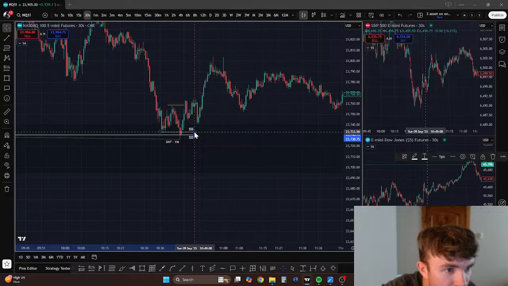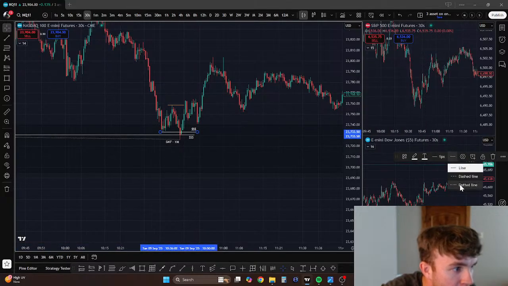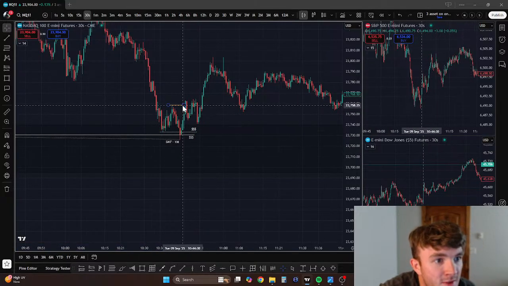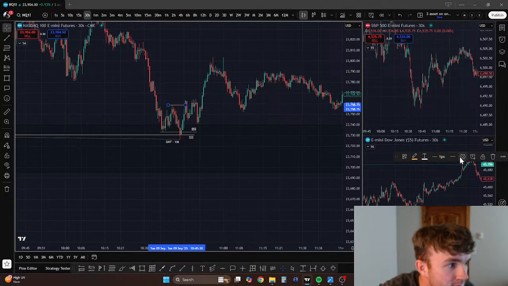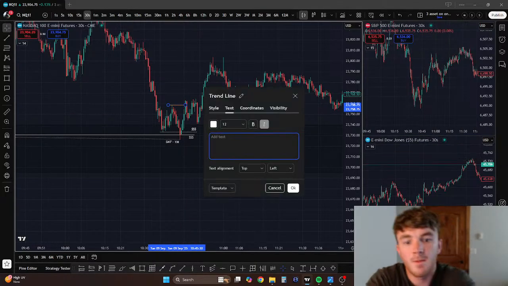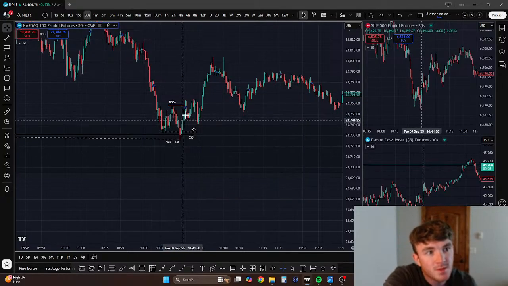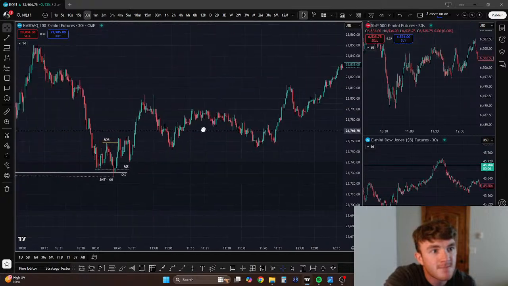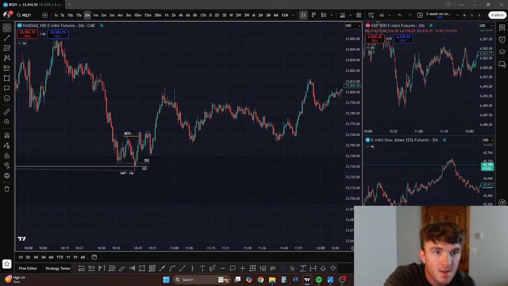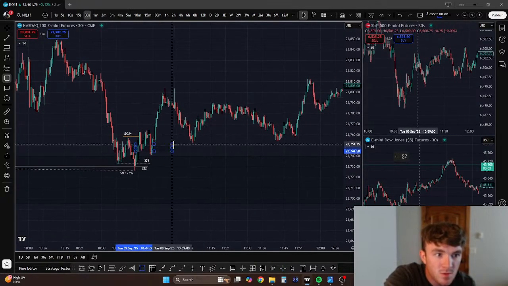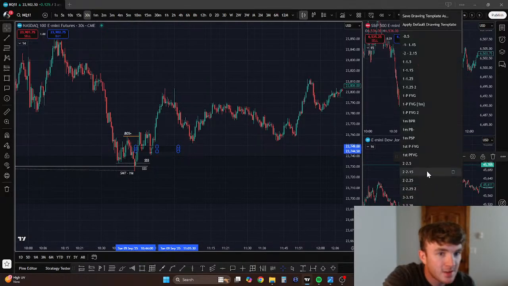So yeah, bang, bang, and then break of structure right here. And then the 2022 gap right here. And then an inducement into that gap.